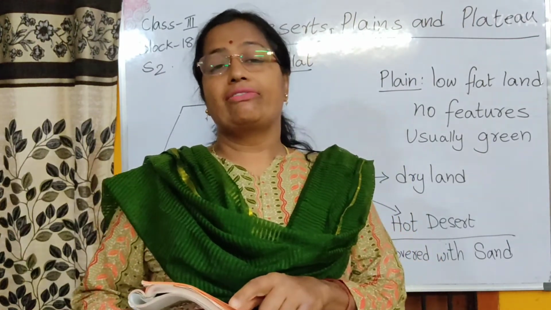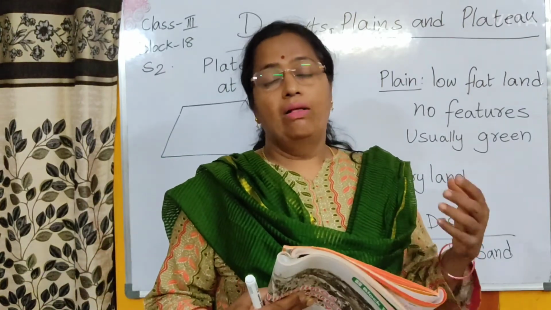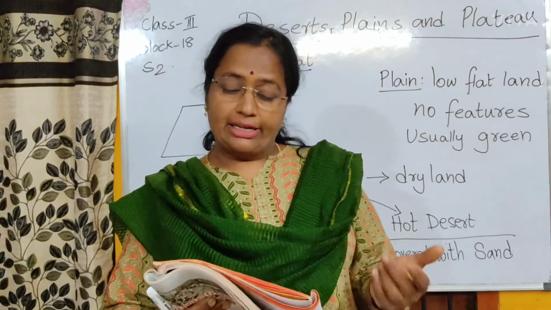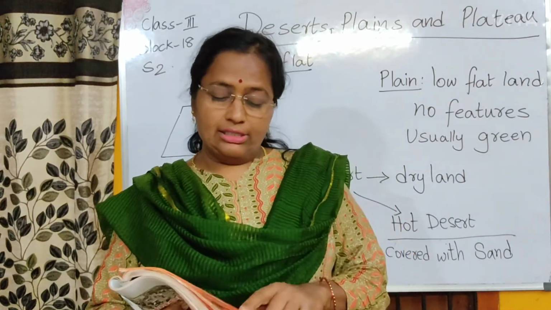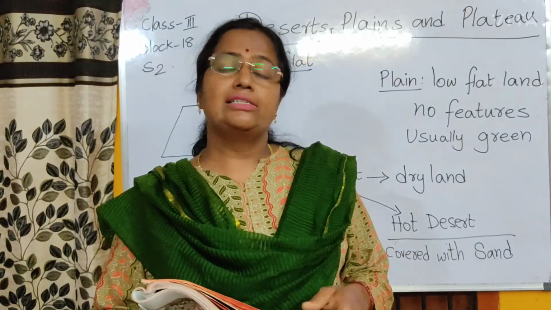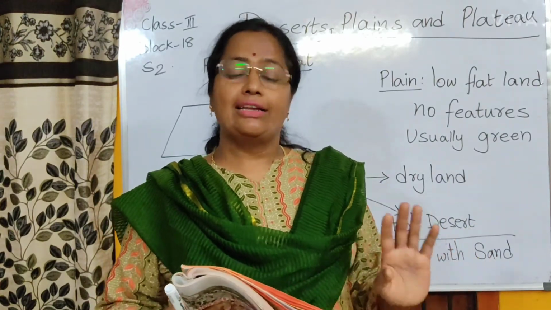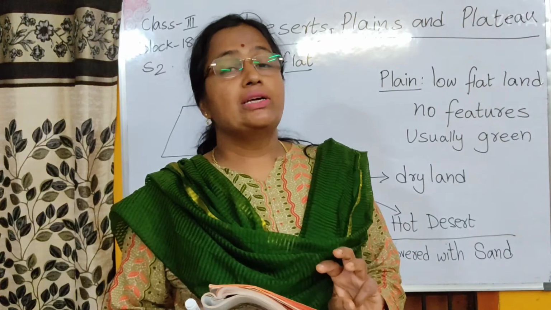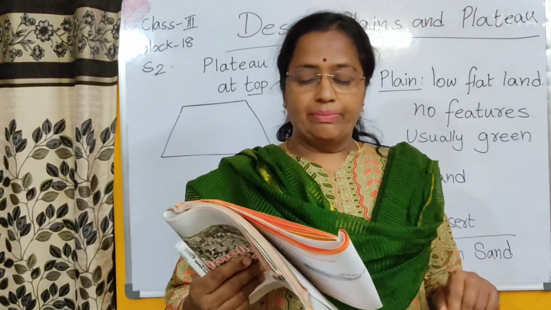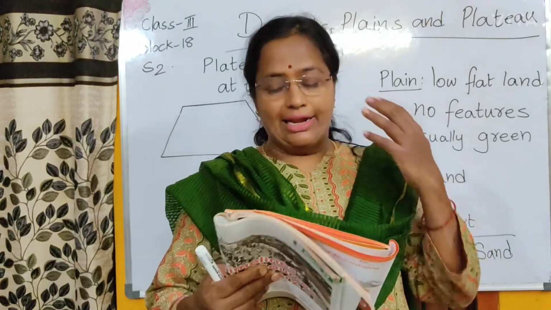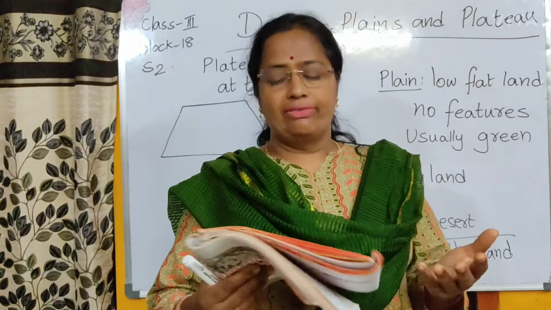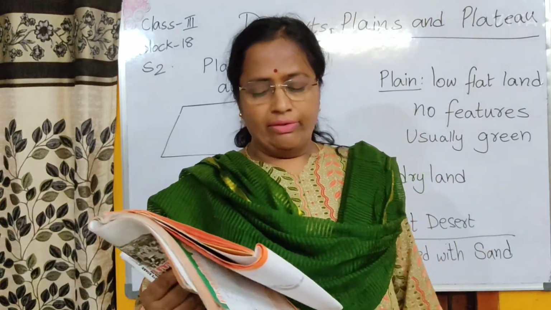Features of the landform means how they are. You can write for the first picture, deserts are dry lands with extreme climate. Then for the second picture you can write plains are flat lands, they have no features, usually they are green. Third picture, plateau's top is flat and they are raised land, high lands, right? Then fourth picture, cold deserts are covered with snow. These four sentences are enough.